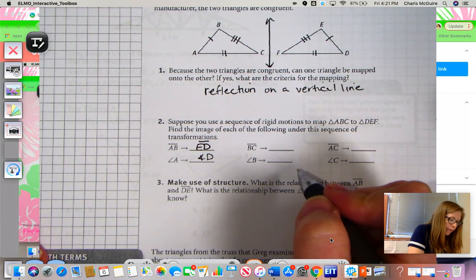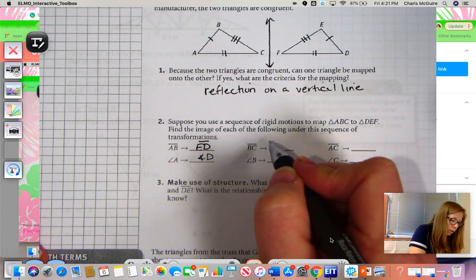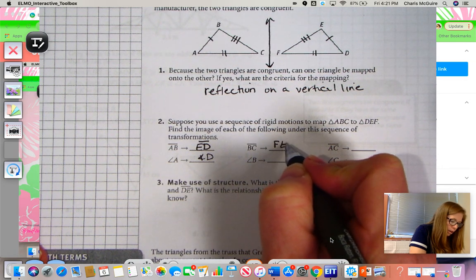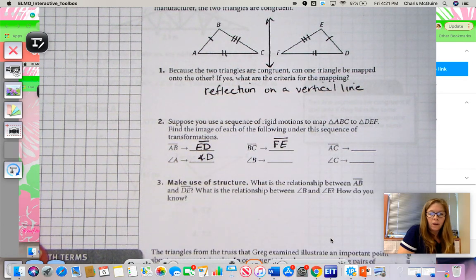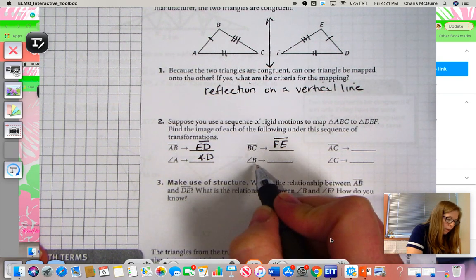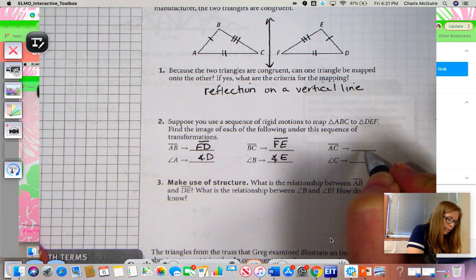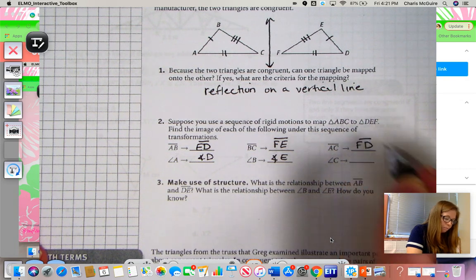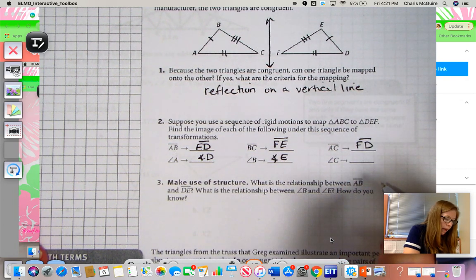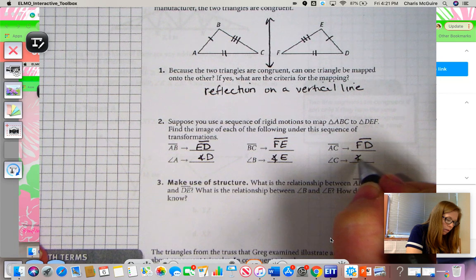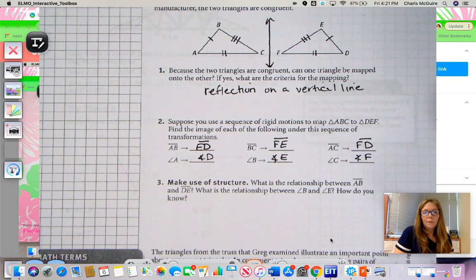All right, so BC would be mapped onto FE. It doesn't matter if I said EF or FE. They're both the same segment, right? And angle B is mapped onto angle E. And side AC, segment AC, is mapped onto FD. And then angle C is mapped onto angle F. Pretty simple stuff, right? I know you're digging it.